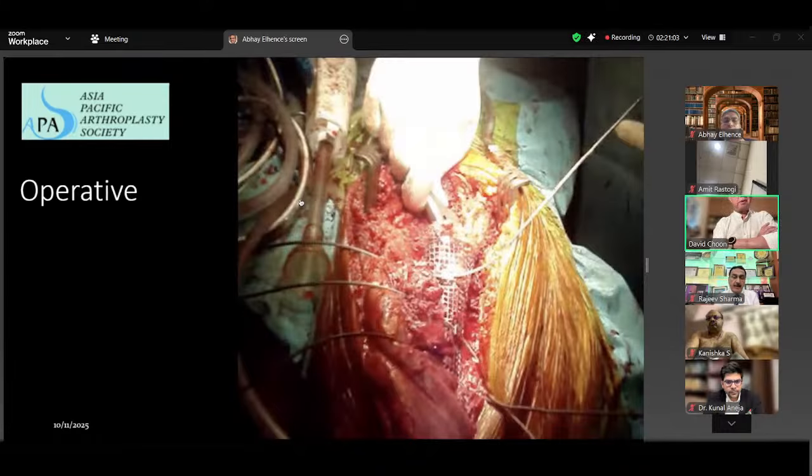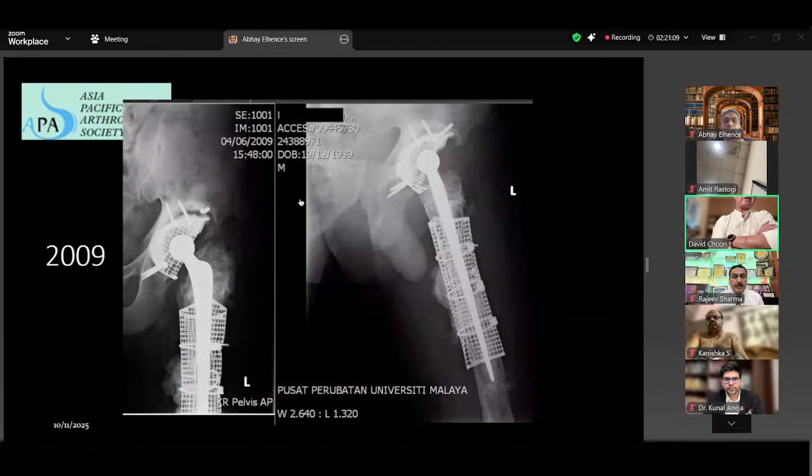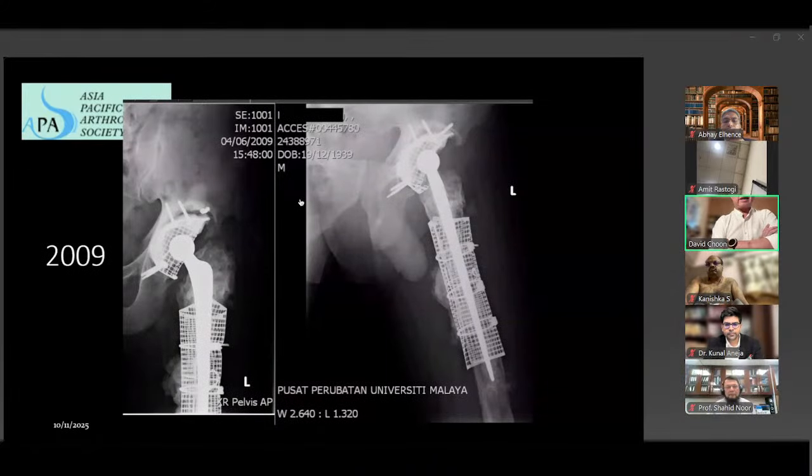It's really running slow. So, okay, that's the immediate post-op film, 2009.